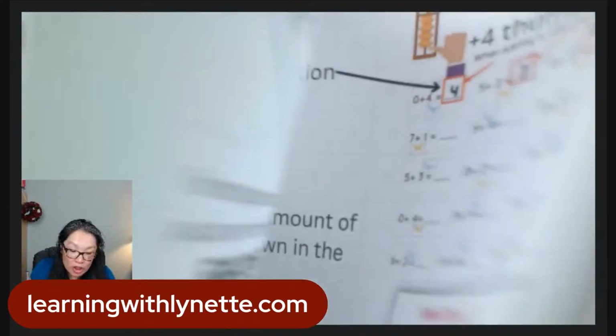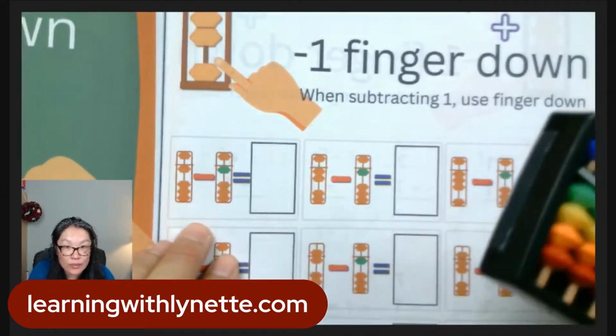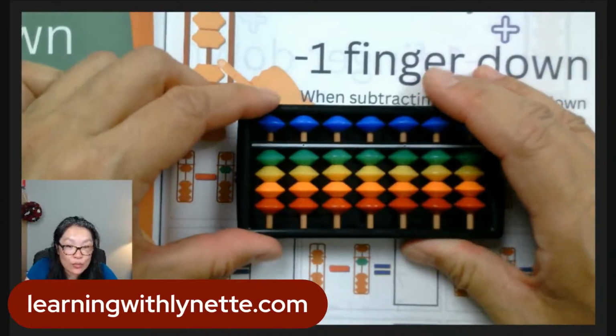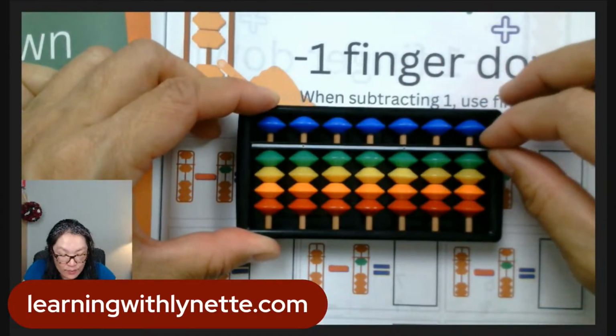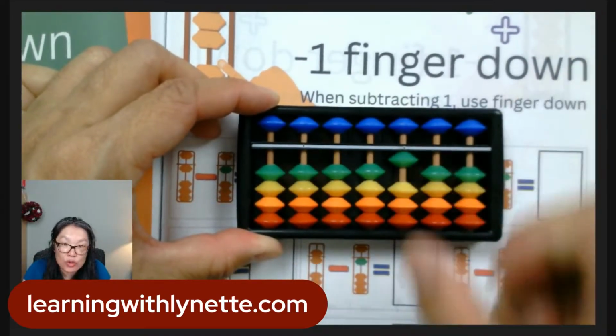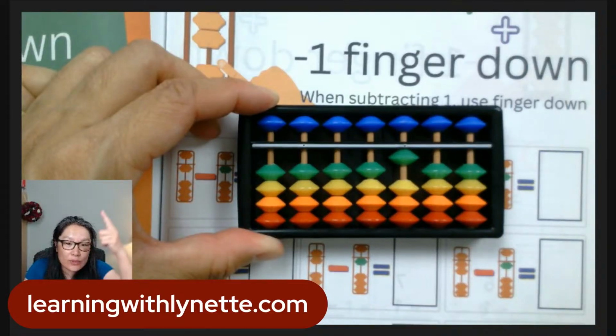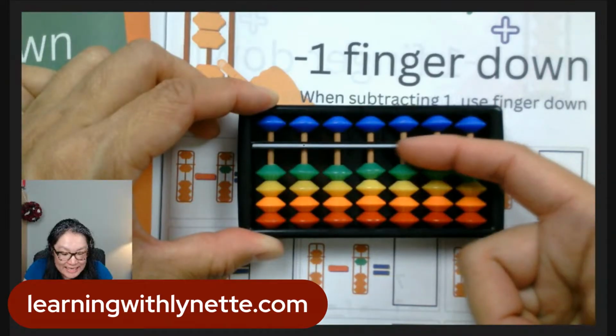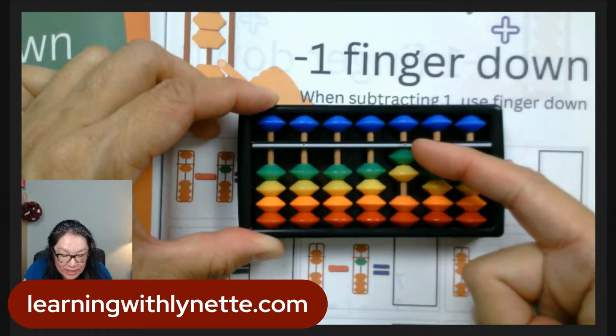Now, when we look, if we know how to add, we will know how to subtract. Why? Because if you notice, when we add, we go to the horizontal bar. When we subtract, we move it away from the horizontal bar. That is subtracting. So it's easy to see that when we can add, we can subtract.